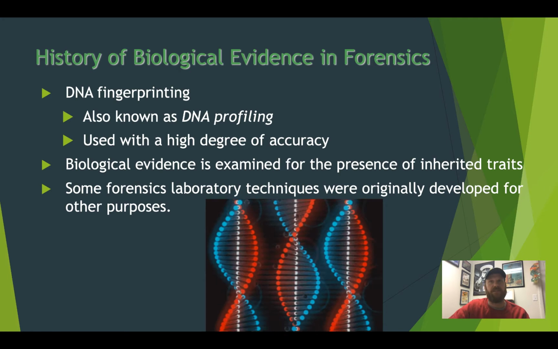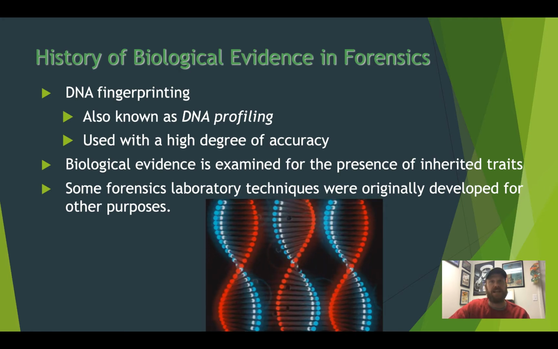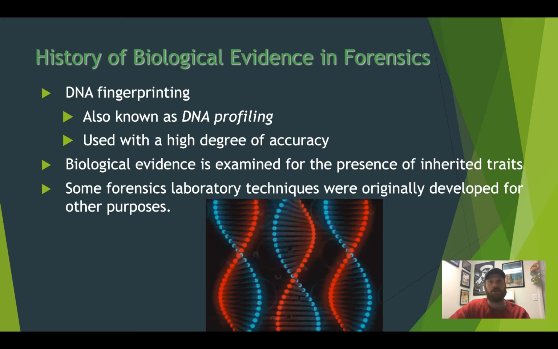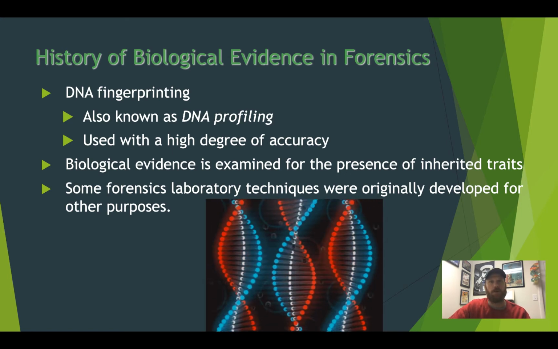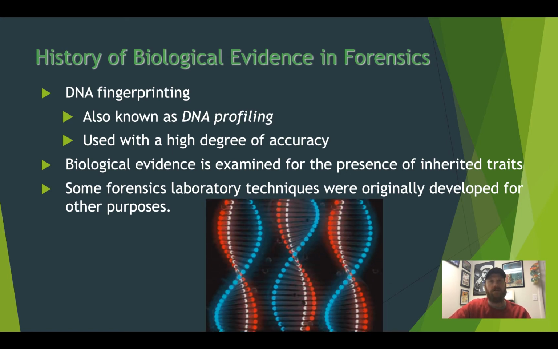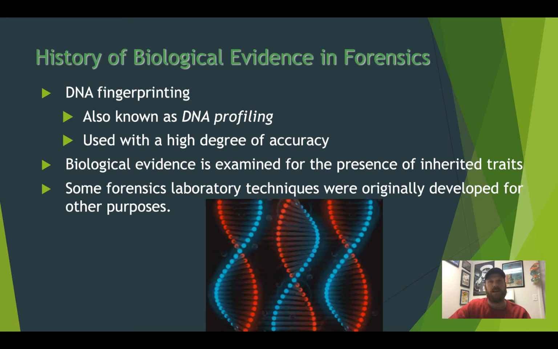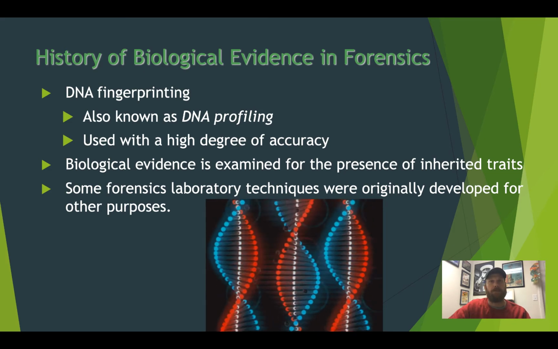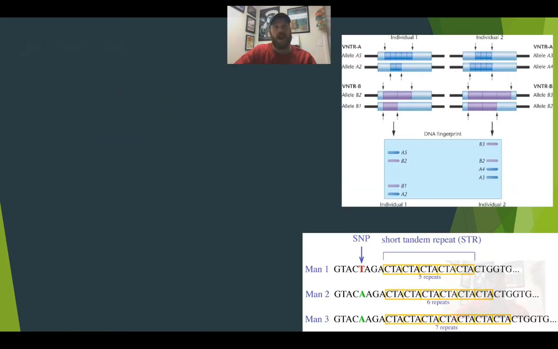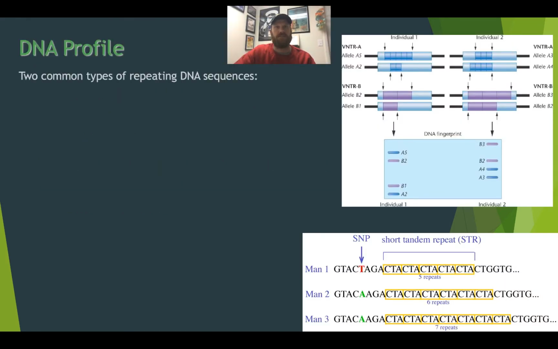The technique developed by Alec Jeffreys in 1984 was intended to help resolve paternity in immigration cases. However, DNA fingerprinting has a wide array of uses beyond forensic science, including the study and diagnosis of inherited diseases and population genetics. There are actually two types of DNA fingerprints.